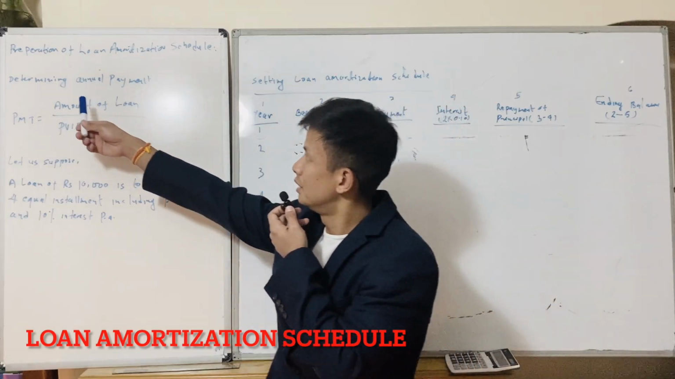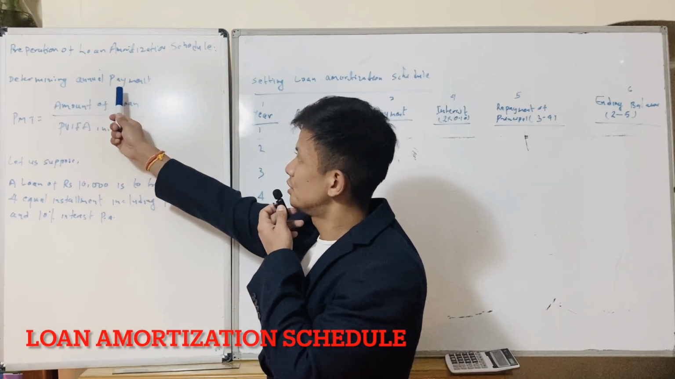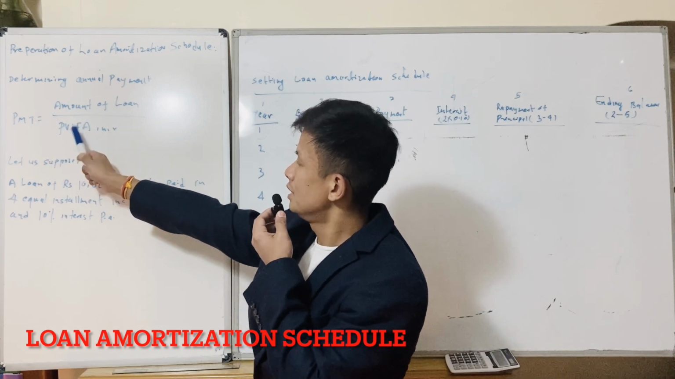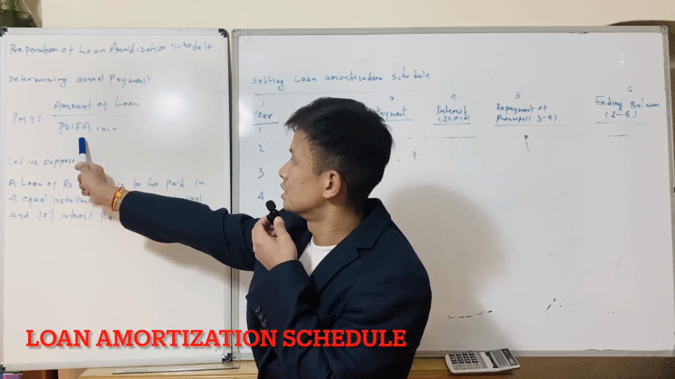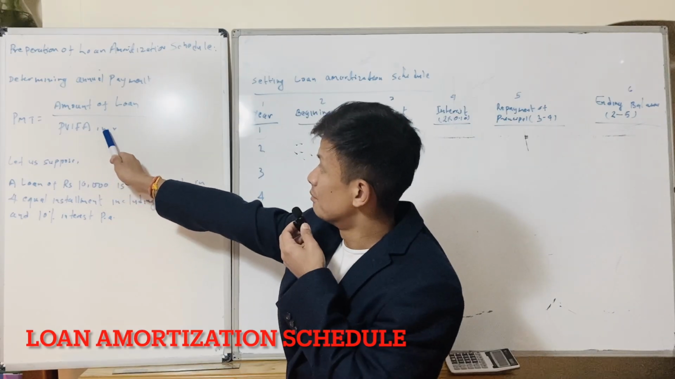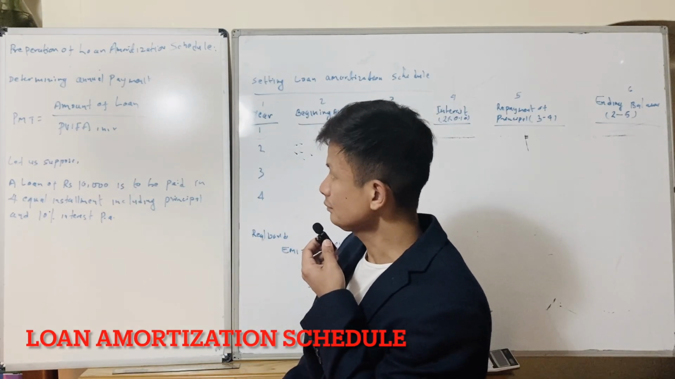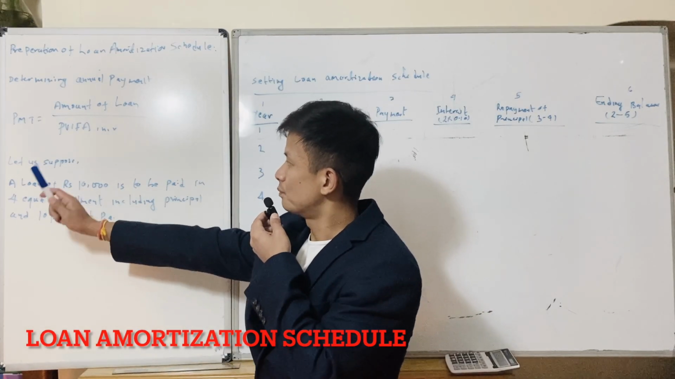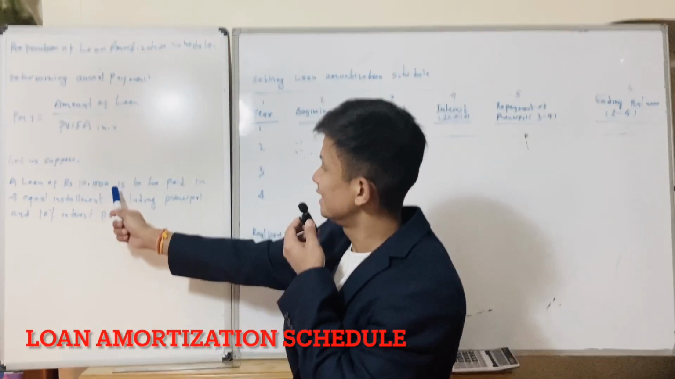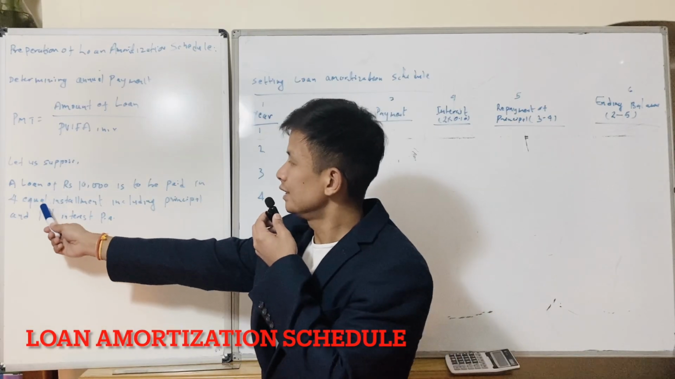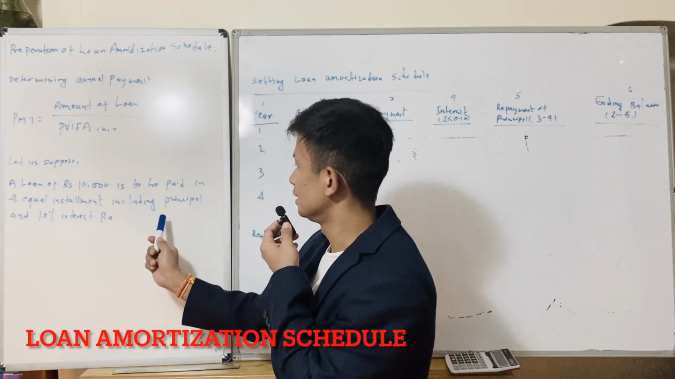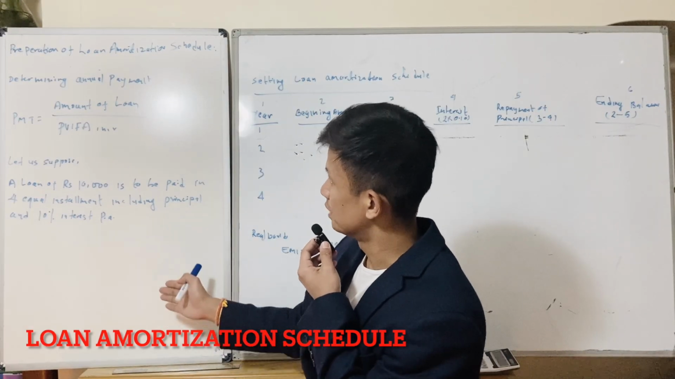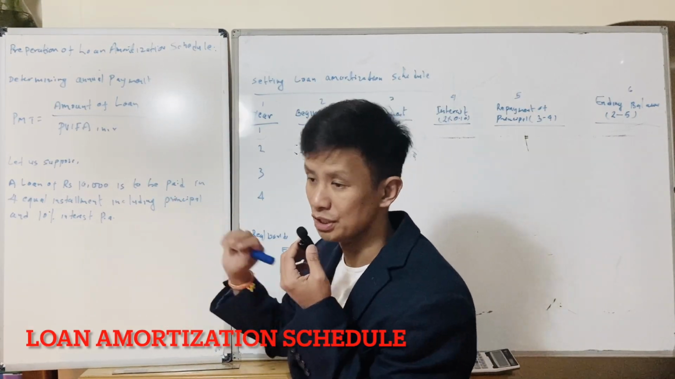Here, the determination of annual payment. This is the formula: the payment is the amount of loan divided by the present value interest factor annuity for the number of years and rate. So I will give you one example. Let us suppose a loan of rupees 10,000 is to be paid in four equal installments, including principal and 10% interest per annum. So prepare the loan amortization schedule for this.